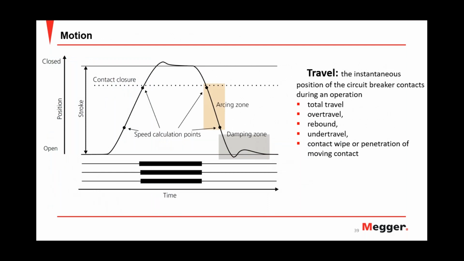So during the measurement, a number of parameters are calculated, such as travel. The travel trace indicates the instantaneous position of the circuit breaker contacts during an operation. This gives important information such as total travel, over travel, rebound, under travel, contact wipe or penetration of the moving contact, or operating rod position at the time of close and open, and points to anomalies which are evident from the trace. So as I said, over travel, rebound, stroke, different parts of the curve will allow analysis and measurement of each specific parameter.